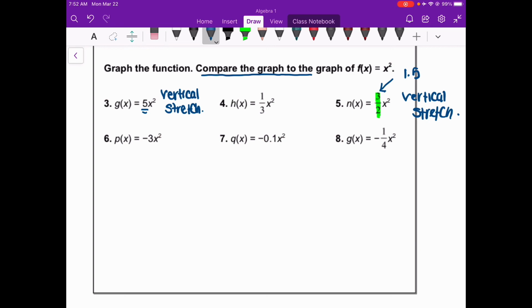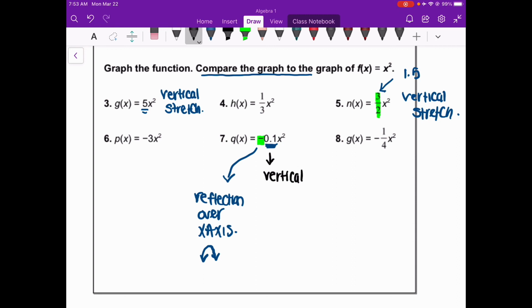7. Now we have a number less than 1. Oh, and we have a negative. So 2 things happen here. First off, it's a reflection over the x-axis. In other words, it opens down because it's a negative number. Now ignore the negative for a moment and focus on the point 1. The point 1 is smaller than 1, and therefore we have a vertical shrink. These words get a little tricky to remember which one's which. Think of a rubber band.